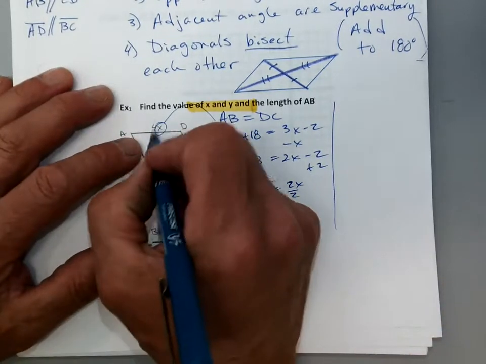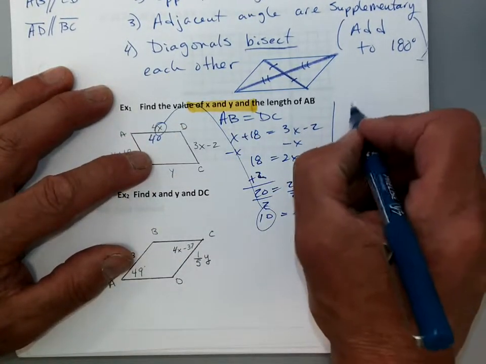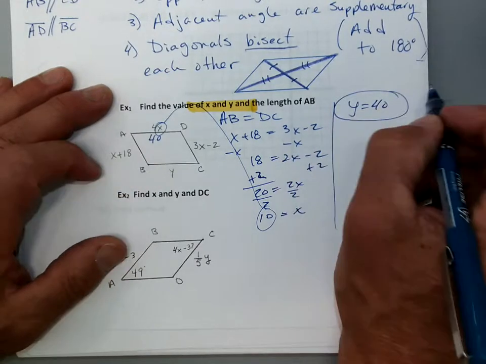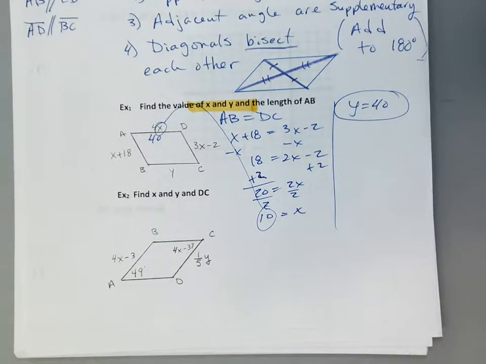So if x is 10, then this side's 40. So that means y also has to equal 40 because the opposite sides are equal. Makes sense? It's pretty easy, isn't it?